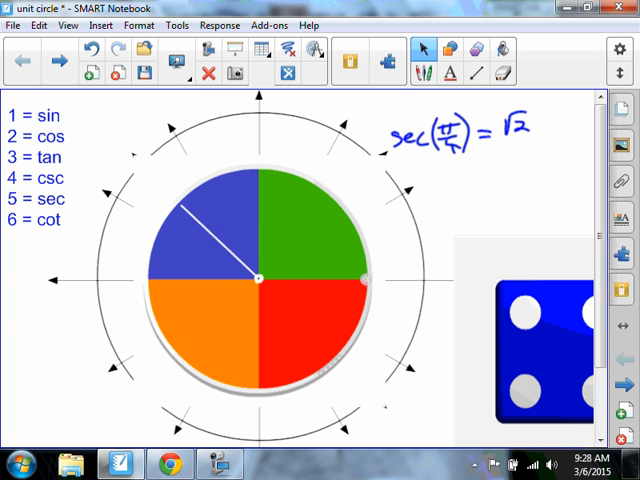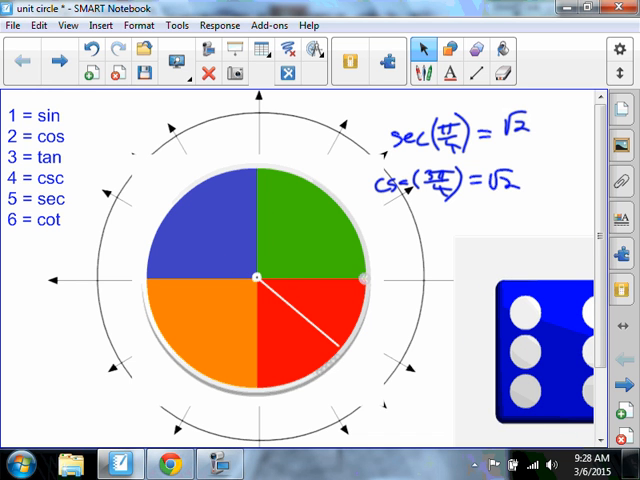So a couple more. 4. Cosecant. Okay, so this time it's the cosecant at 3 pi over 4. So we need to know what the sine is. Hey, isn't this the same as the last one? Well, hold on. The sine is positive rad 2 over 2, and the cosecant's 1 over the sine. So it's going to be the same. It's going to be rad 2 again.